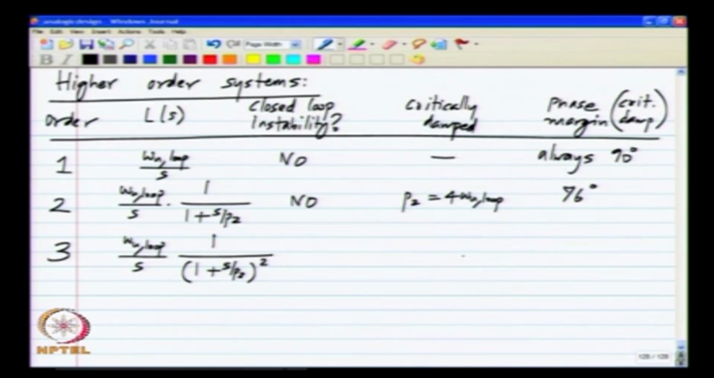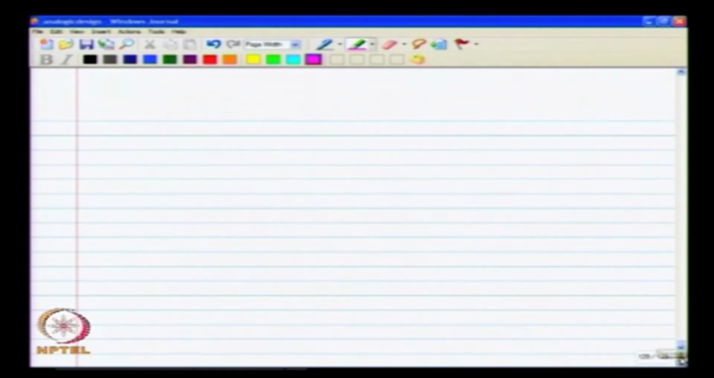Now, remember I am looking at 2 extra poles beyond the integration, and those 2 poles can be anywhere, but for ease of analysis I will assume that both the poles are identical. Okay. So, in general we can have a factor of the form 1 by s, 1 plus s by P2 and 1 plus s by P3, but it becomes harder and harder to handle analytically, and later from simulation we can see that all those cases are equivalent. So, we will draw our conclusions from this particular one, omega u loop by s times 1 by 1 plus s by P2 whole square. Okay. And can this be unstable in closed loop? We will see.